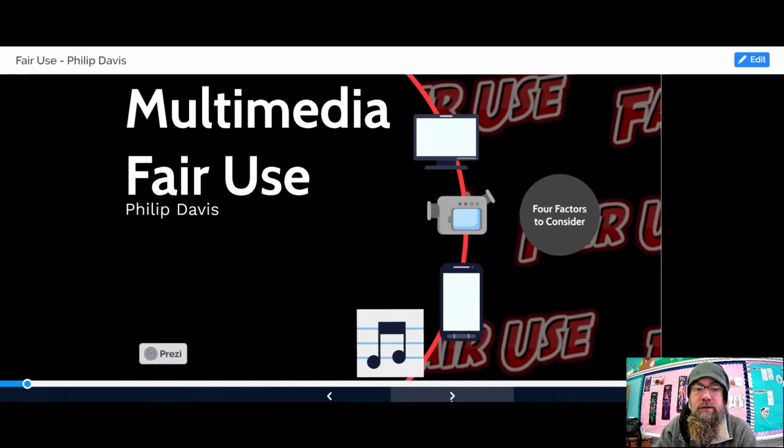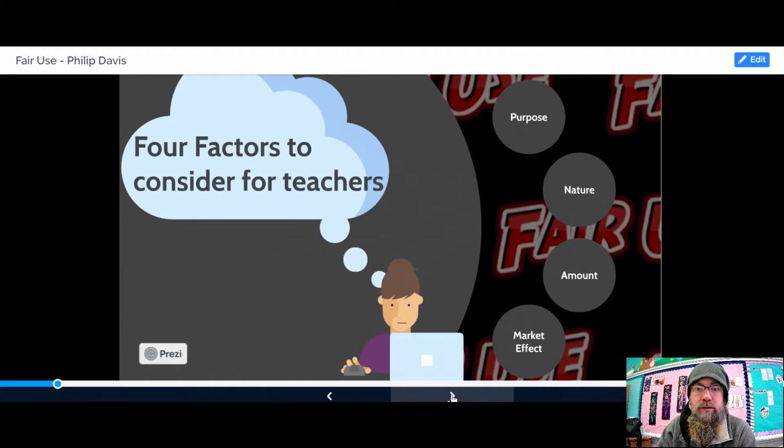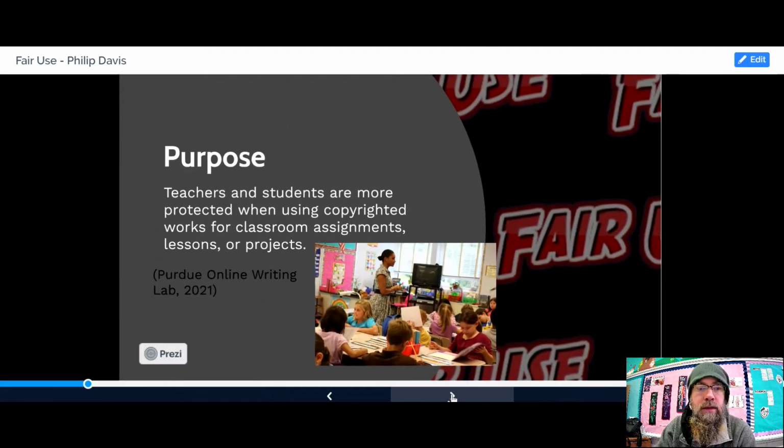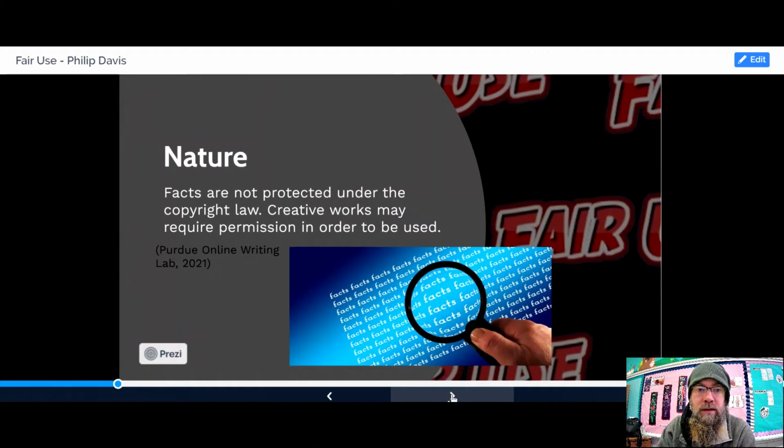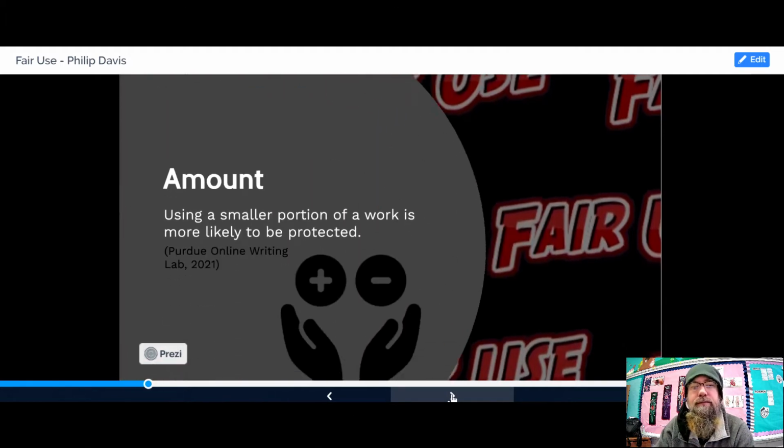So with multimedia use, there's 4 factors to consider, especially with teachers teaching with multimedia. These are purpose, the nature, the amount, and the market effect of the content being used. So the purpose. Teachers and students are more protected when using copyright materials for classroom assignments and lesson projects. When we consider the nature of what's being used, facts are not protected under the copyright law, but creative works may require permission in order to be used.